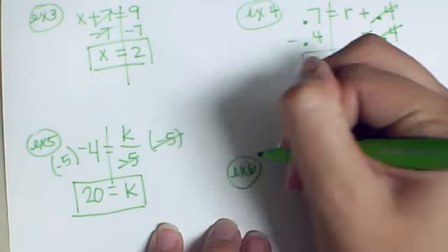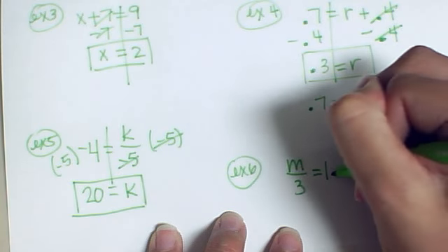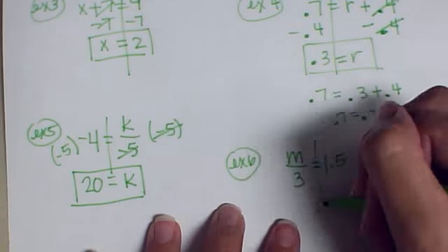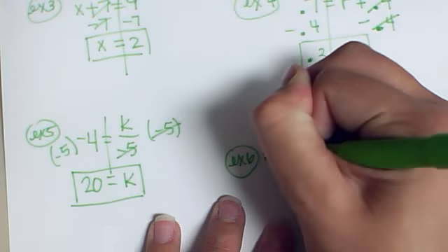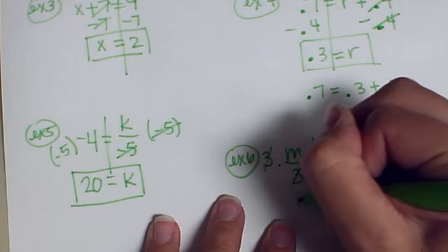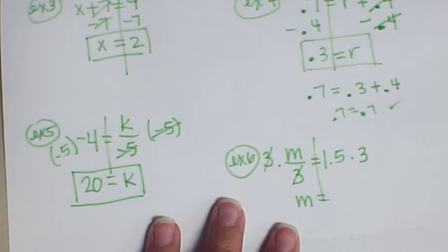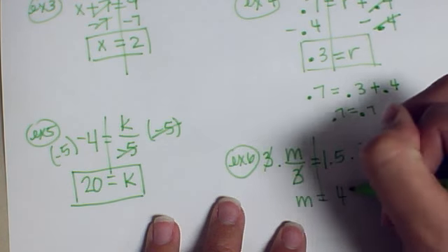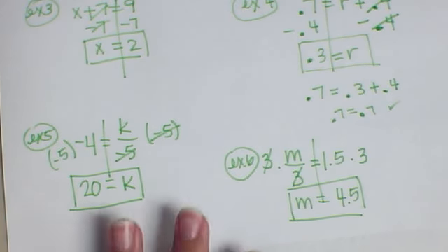Let's try another one. If I have m divided by 3 equals 1.5. Draw my line down the middle. What's happening to m? It's being divided by 3. The opposite of divide is multiply. So I multiply both sides by 3. These two cancel. M equals 3 times 1.5. So that would be 4.5. That's the end of that one. I want to do 2 more.